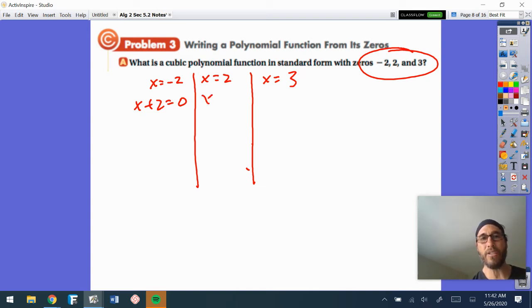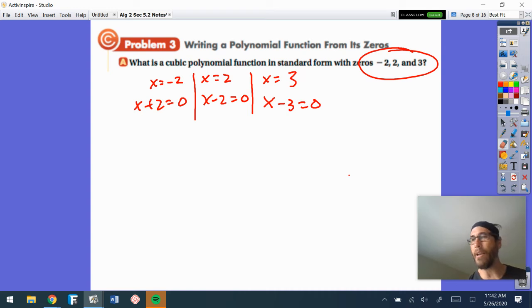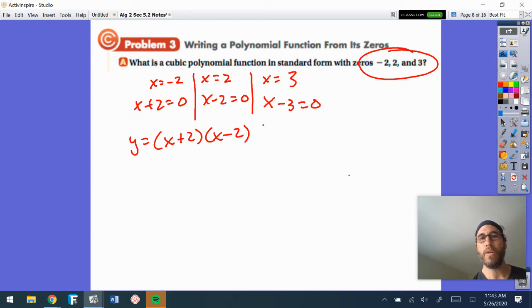Now, what would we do here? We would subtract that 2 over. So there's that 0, right? And then what do we have here? We have x minus 3 equals 0. Okay. Now, what did we do after that? Well, we wrote this as a polynomial function in what we called factored form. Remember, we wrote y equals, and then that would be x plus 2, x minus 2, and then x minus 3.